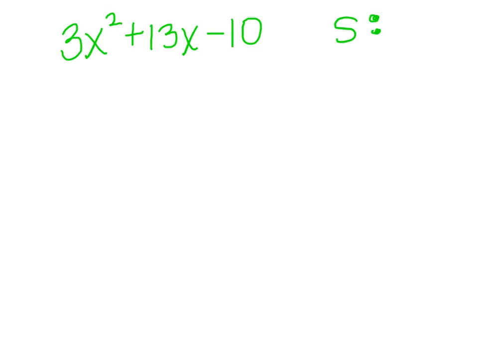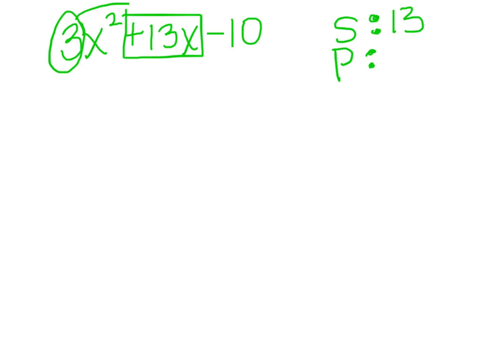On this one, I'm going to use S for sum and P for product. So the sum, remember, comes from the middle term. The middle term is positive 13x, so I am going to write positive 13. Over here on the side, we're just going to write the numbers. The product comes from multiplying the first number times the last number. 3 times negative 10 is negative 30. It's important that if your number is negative that you do write it over here.